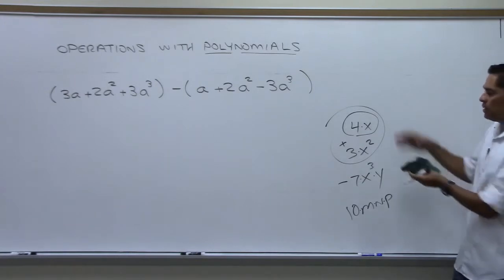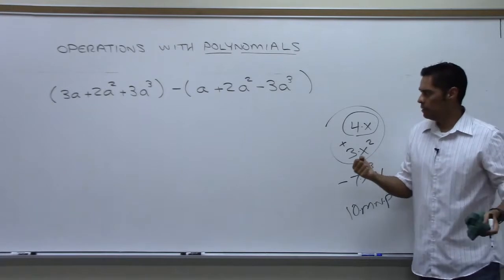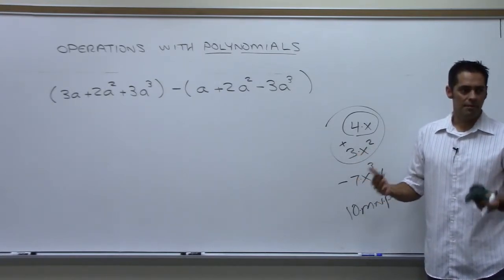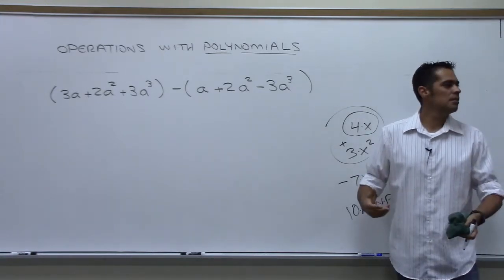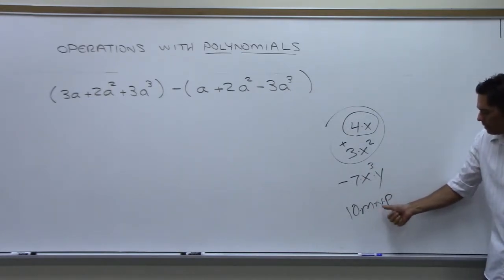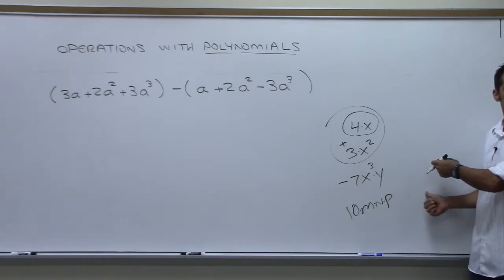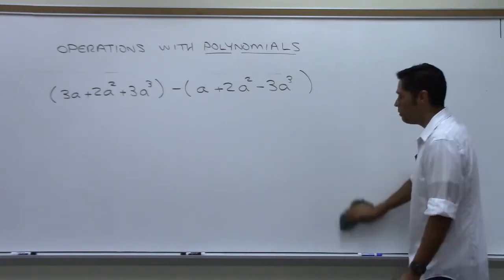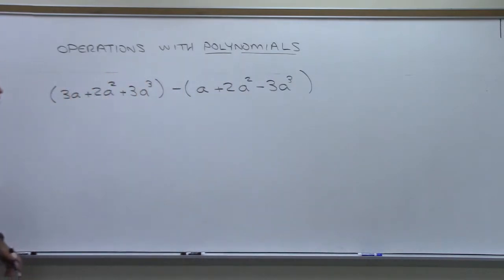What do you need in order to put these together through addition or subtraction? What has to be the same? Same variables with the same exponents. They have to match. So I can only put x's with x's, x squareds with x squareds, x cubes with x cubes. If I have a 10mnp, I can only put it together with another mnp. Got it? All right, so they're using a variable a instead of x in this problem, just to get all the letters involved.